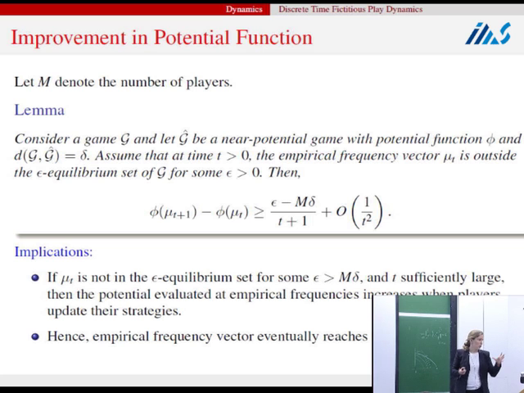Okay? So I'm not saying it converges yet. I'm just saying that from this potential increase, what we can see is that it will actually reach the epsilon equilibrium set. It may leave, but it will again come back. Okay? The question is, with this oscillatory behavior, how can we say something about its convergence behavior?